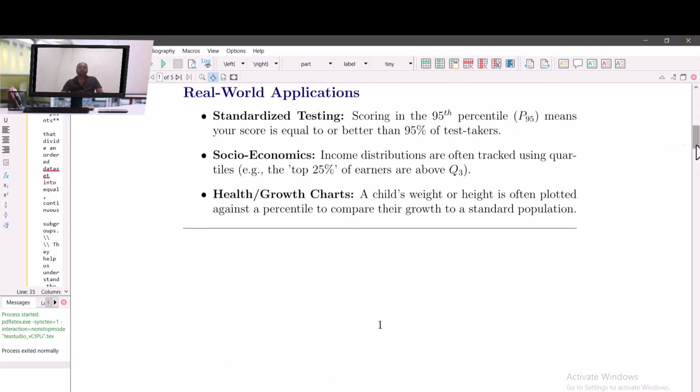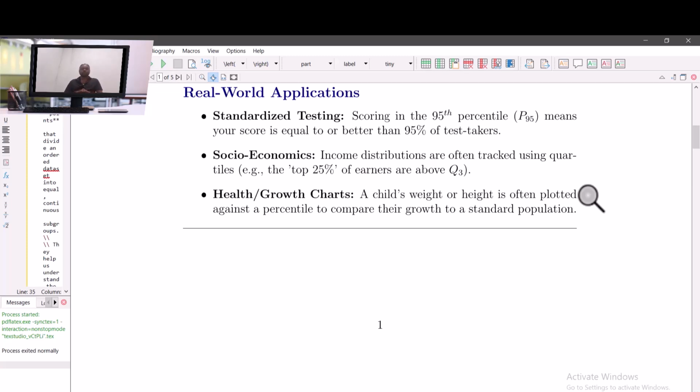Let us see some real-world applications of quantiles. 1. Quantiles are useful to standardize testing. For example, scoring in the 95th percentile means your score is equal to or better than 95% of test takers.